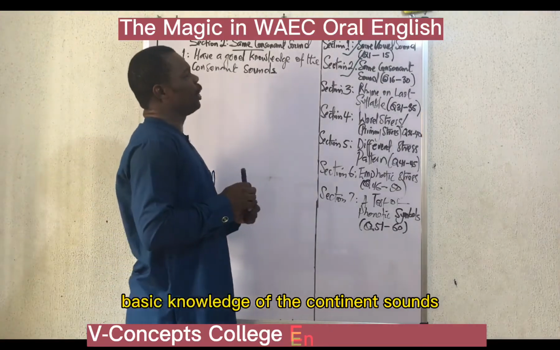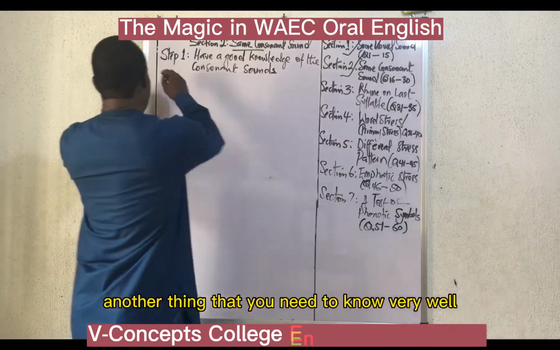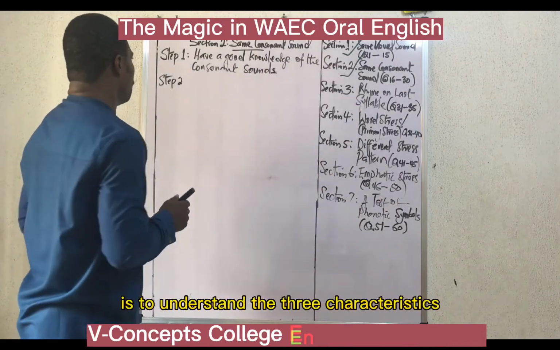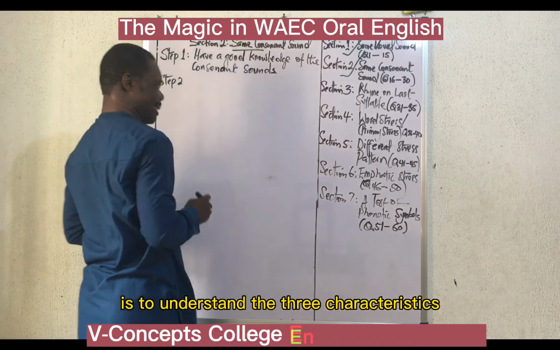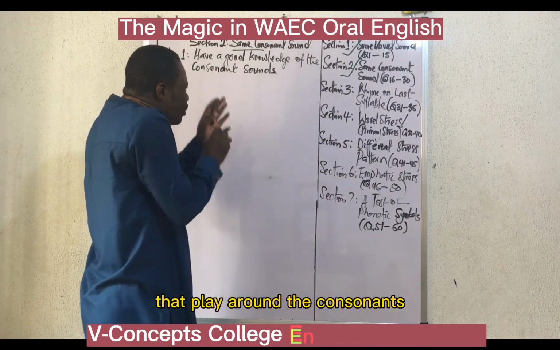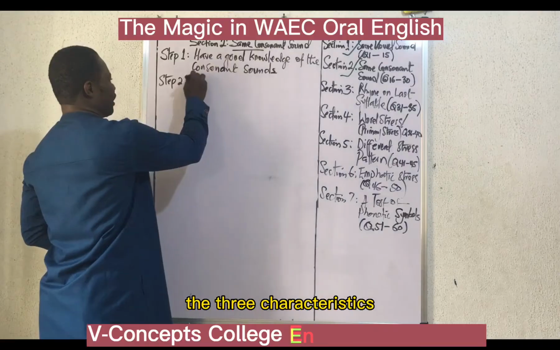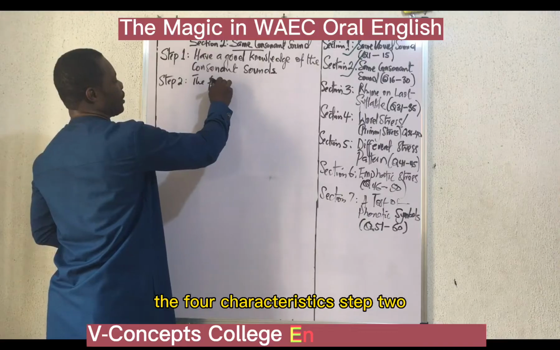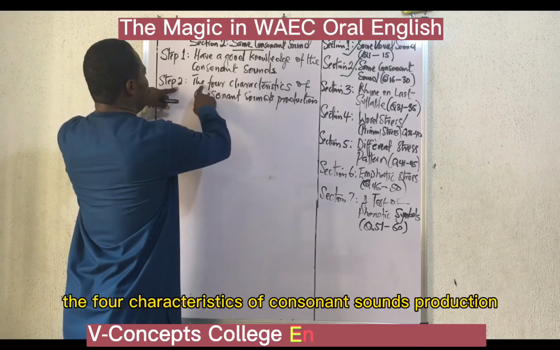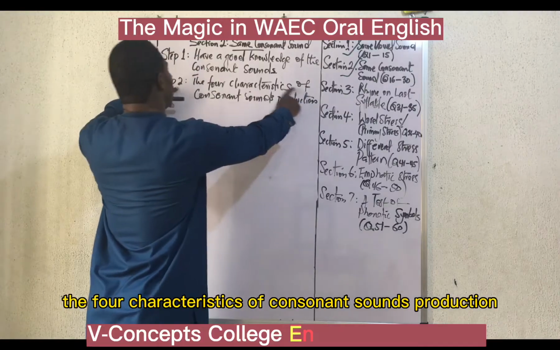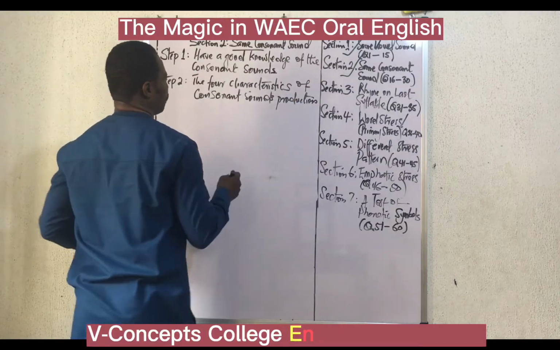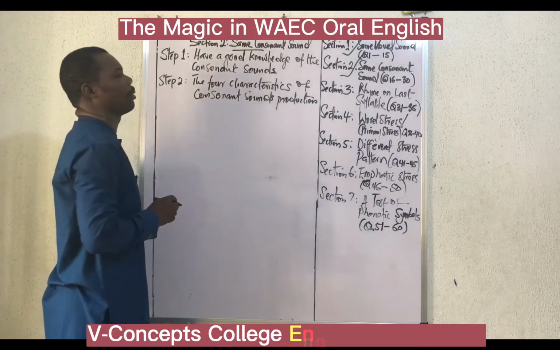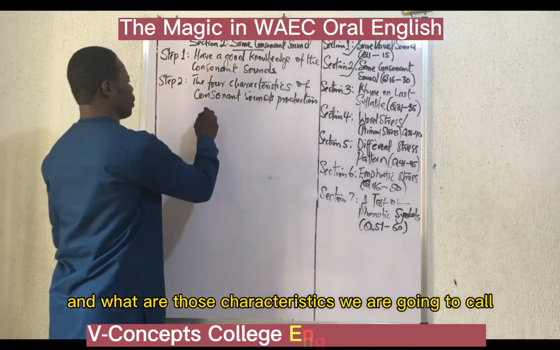From obtaining a basic knowledge of the consonant sounds, another thing that you need to know very well, I can call this step 2, is to understand the characteristics that play around the consonants. The 4 characteristics. Step 2, the 4 characteristics of consonant sounds production. So that is another thing that you need to know when you want to answer questions on consonant sounds. And what are those characteristics?